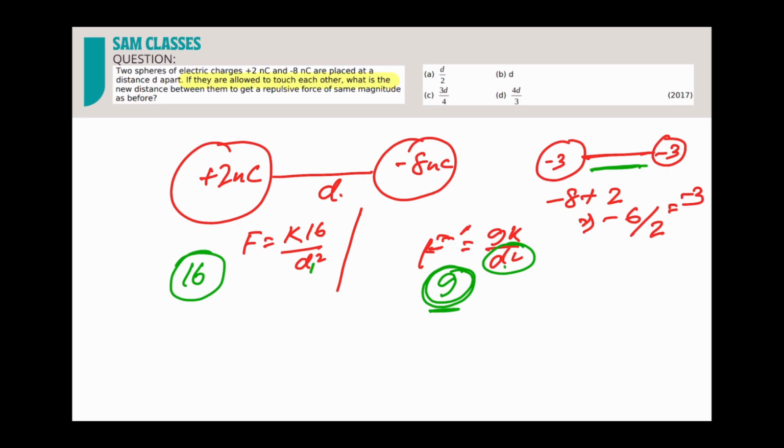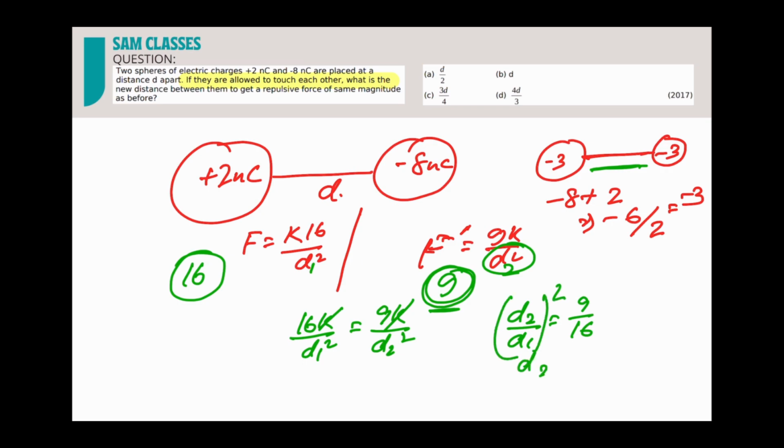So what we can do, we can make d1 and we can make d2. Correct. So if the values are same, we can write 16k d1 square is equal to what? 9k d2 square. Correct. So k gone. Okay. So d2 by d1 is equal to 9 by 16. Correct. So if I send the d1 that side, so what you will get? This is whole square. So d2 by d1 is equal to 3 by 4.